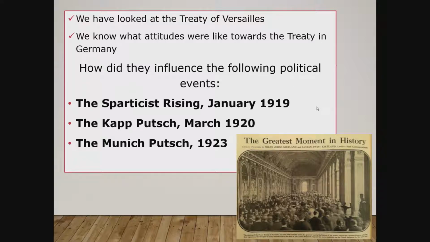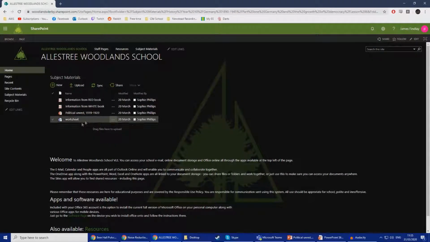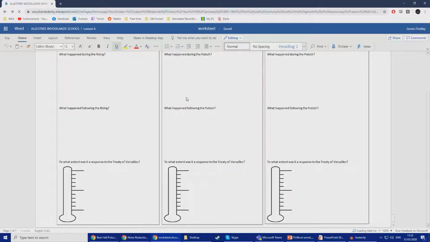So, that's the information for the 3 uprisings. That's what you need to know. Oh, that's not moving forwards. There we go. So, on the VLE, there is information from the white book and information from the red book that has been scanned in for you. This is what we'd like you to do. Using the information, answer the questions on the worksheet that you've got. So, let me just go to the VLE so I can make it clear. Here's the worksheet that you've got. So, that's what you can be filling in. Here we go. Lots of questions.